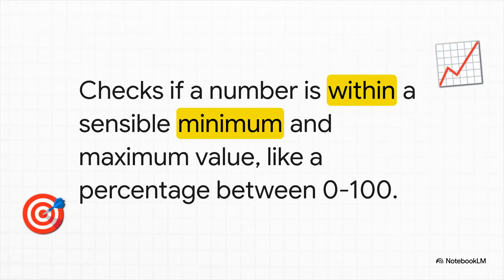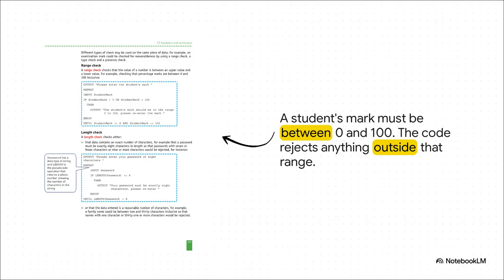And then there's the range check, which only applies to numbers. It's asking a really logical question. Is this number within a sensible minimum and maximum? This is what stops you from entering an impossible age or a percentage that's over 100. A student's test score is a perfect example. I mean, logically, you can't score less than 0 or more than 100. This code makes sure of that. It checks if the mark is less than 0 or greater than 100. If either of those is true, you get an error. It's just a simple, logical fence.